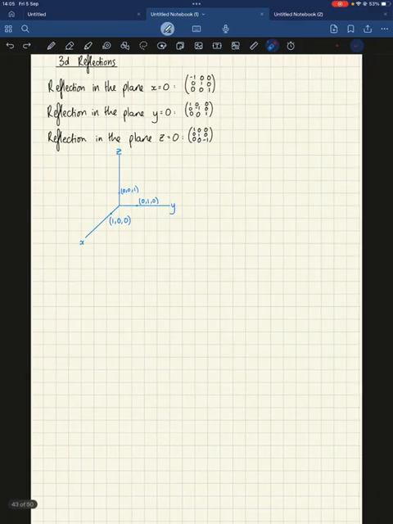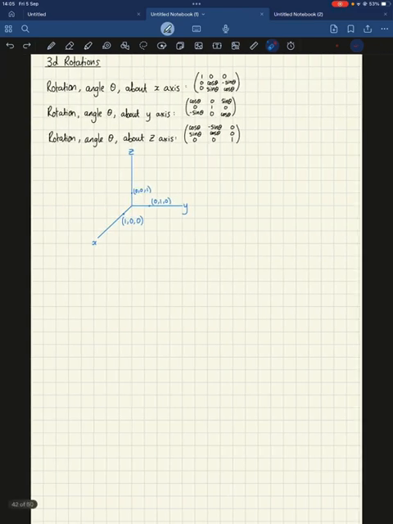So I hope this was helpful. It definitely helped me, so I'm really hoping it helped you. This is the hardest part, and now hopefully you understand how to derive the 3D matrices for reflections and rotations.